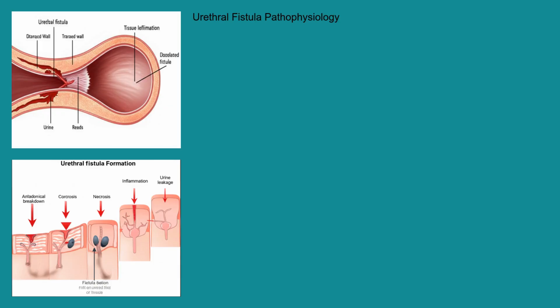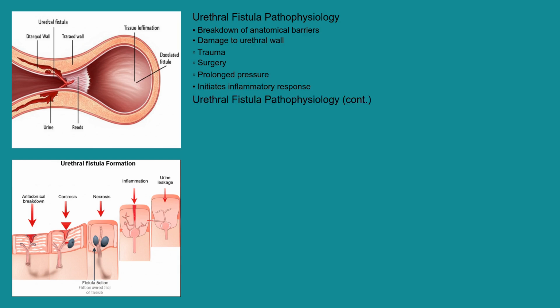The pathophysiology of a urethral fistula involves a breakdown in the normal anatomical barriers. Damage to the urethral wall, whether from trauma, surgery, or prolonged pressure, initiates an inflammatory response. This inflammation can lead to tissue necrosis or death, particularly if blood supply is compromised. The necrotic tissue creates a channel, or fistula, that connects the urethra to a nearby structure like the vagina, rectum, or skin. This abnormal connection allows urine to leak through the fistula, bypassing the normal urinary pathway. The continuous leakage of urine can cause irritation, infection, and further tissue damage, perpetuating the problem.